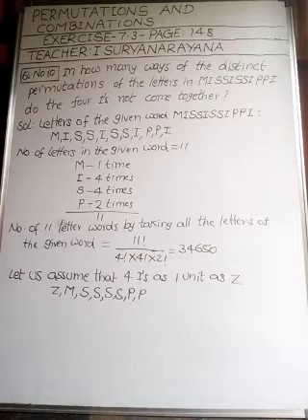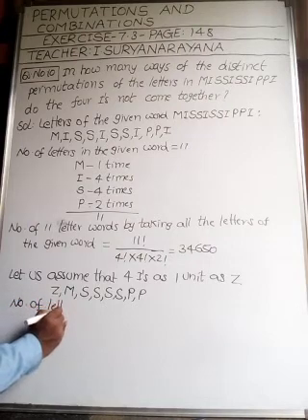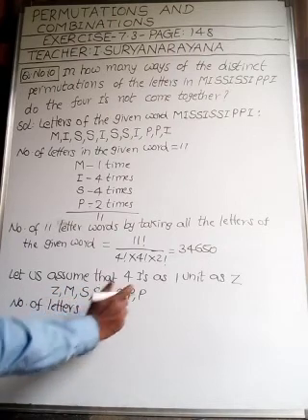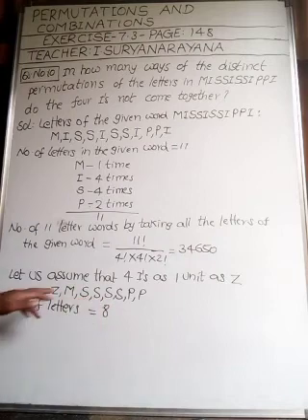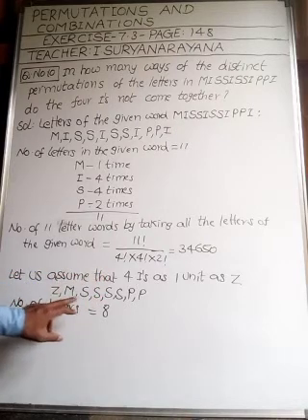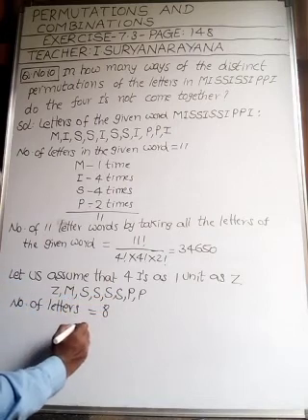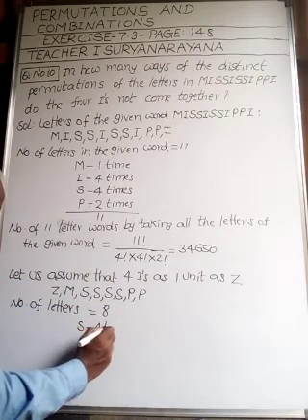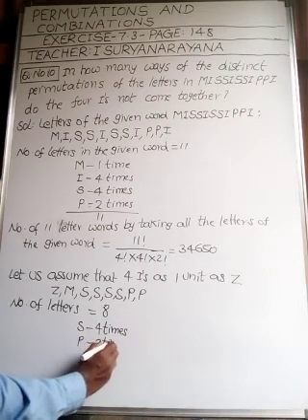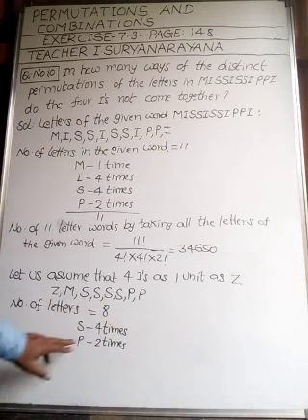Understood this statement, children? Now in this sentence, how many letters are there? 1, 2, 3, 4, 5, 6, 7, 8. As our number, children, 8 letters are there. We are assuming that this is 1 unit, as 1 letter in our mind. Okay, my children. Out of these 8 letters, again S is 4 times and P is 2 times. Understood this step, my children?